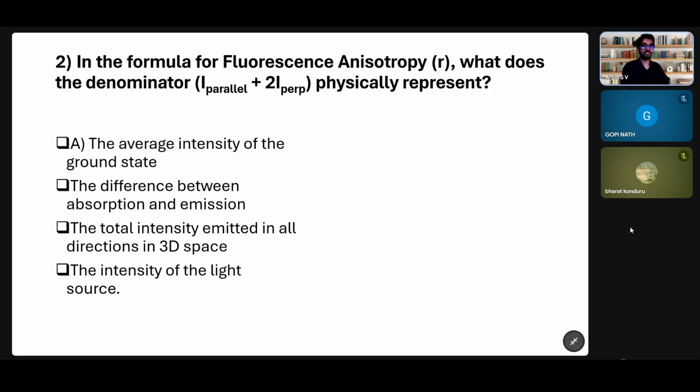So the options, I'll repeat once again: the average intensity of the ground state. We have already seen anisotropy only for two state interactions, where we have one ground state and one excited state. So whether your denominator represents the average intensity of the ground state, or the difference between your absorption and emission processes, or the total intensity emitted in all directions in 3D space, or the intensity of the light source.